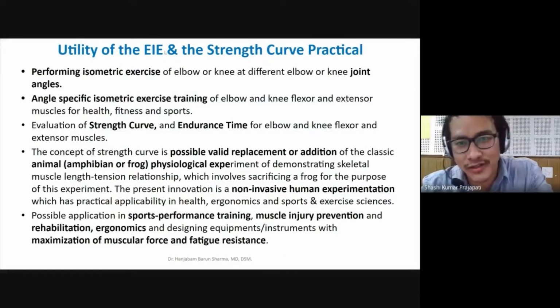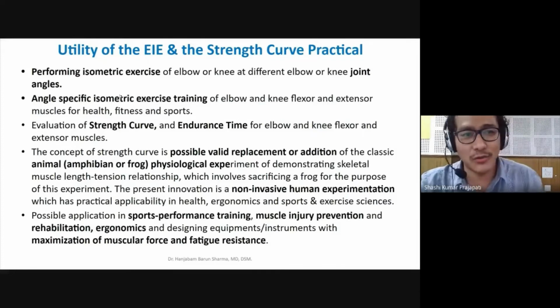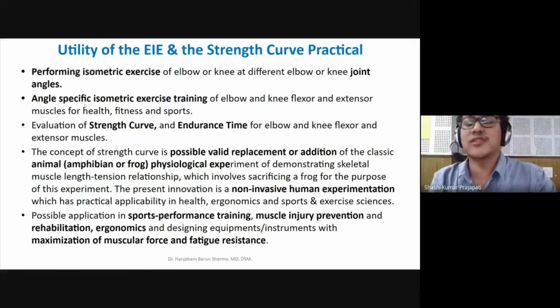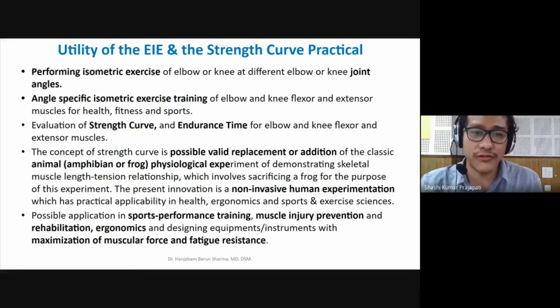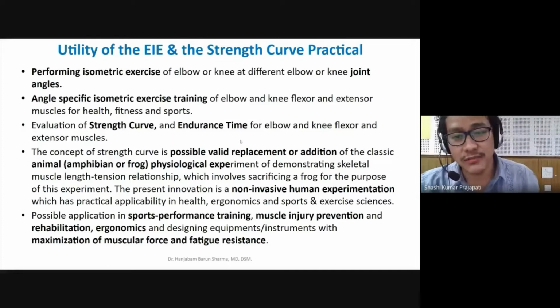So the utility of our instrument and the strength of the practical is, number one, performing isometric exercise, whether elbow or knee. I have shown only for elbow, at different knee or elbow angles. Also angle specific isometric training can be done, because the strength of the muscle depends upon the angle. This is very important in fitness or sports. In sports training and sports performance, angle specific isometric training can be given, and we can approximately evaluate the strength curve and endurance timing for elbow as well as knee.